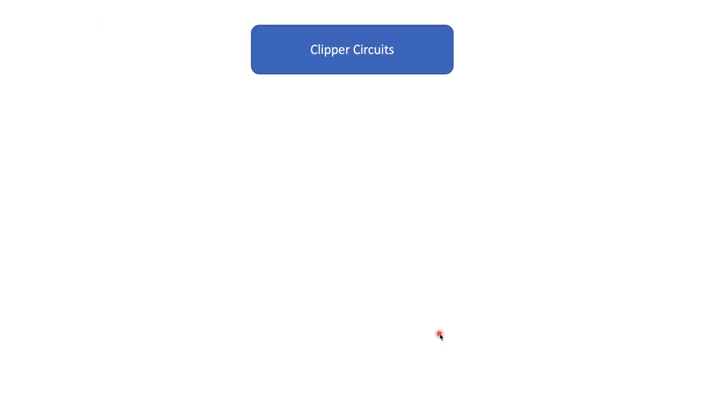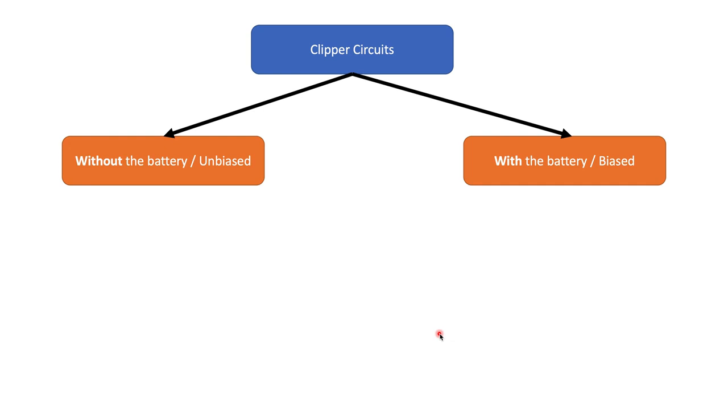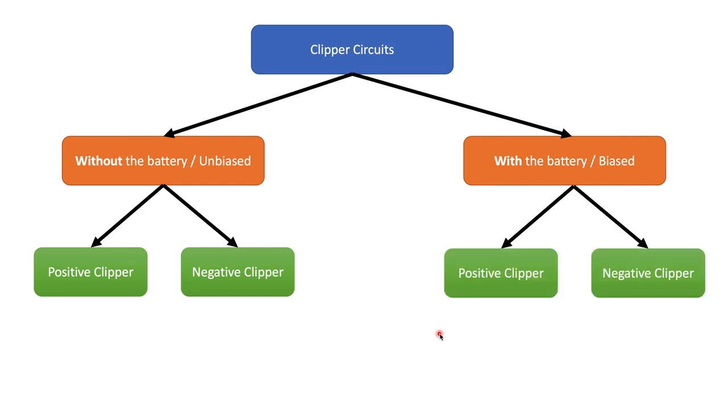So clipper circuits can be divided into two. First one is without the battery, or unbiased. Second, of course, is with the battery, or biased. Without the battery, we can divide again into positive clipper and negative clipper, and the same with the battery, we can divide into positive clipper and negative clipper. You can see what is positive clipper and negative clipper in the coming slides.